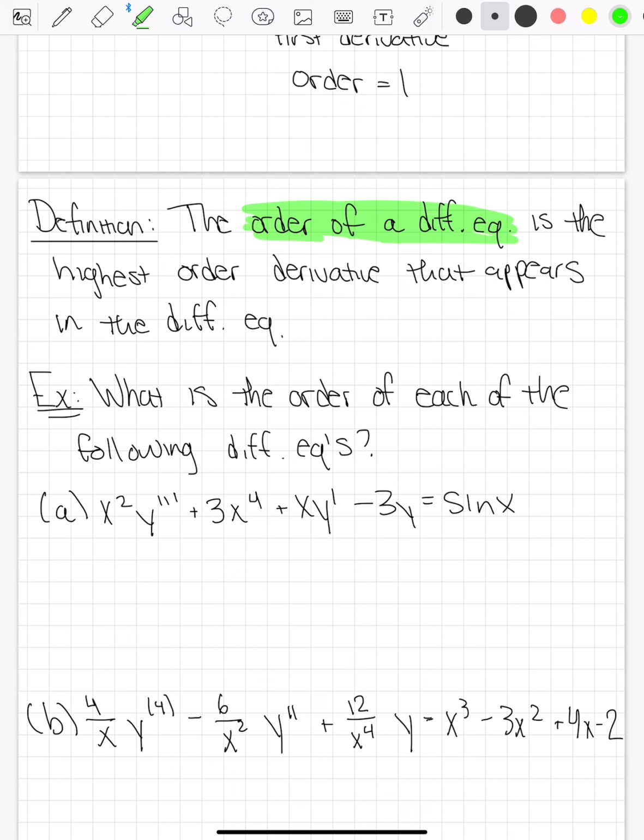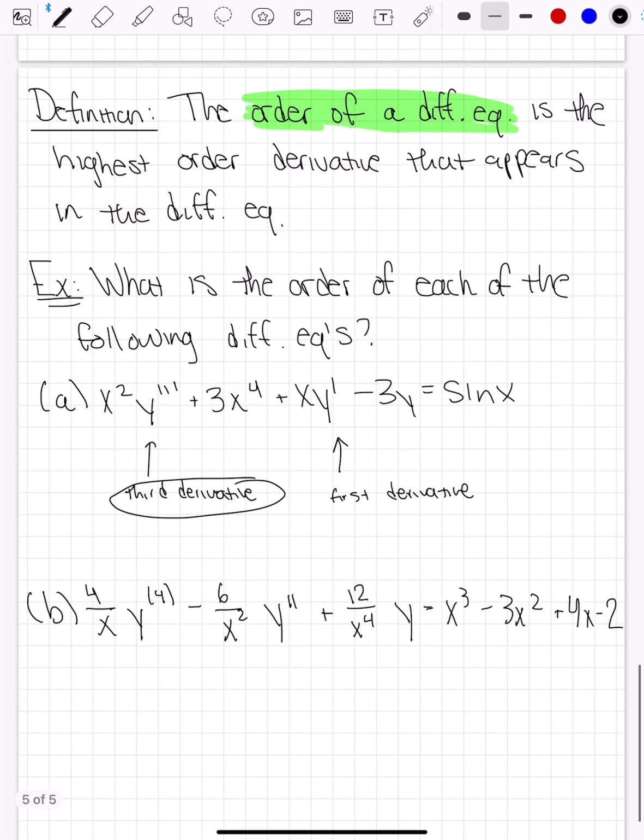It's important when you're doing these to not confuse exponents with derivatives. We're not looking at exponents of x, we're looking at derivatives of y. So this is the third derivative, when we see y with 3 apostrophes, and this is the first derivative, and those are the only derivatives present. So the highest one is the third derivative, and the order of this differential equation is 3.